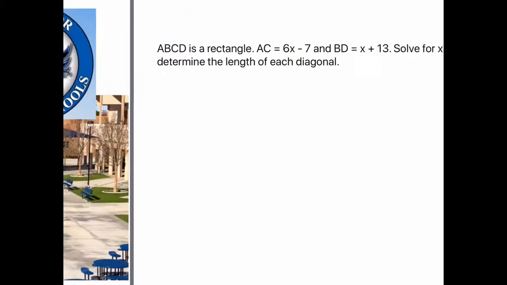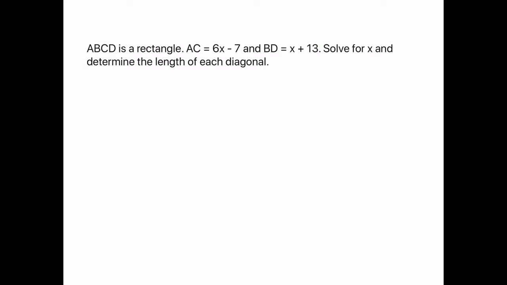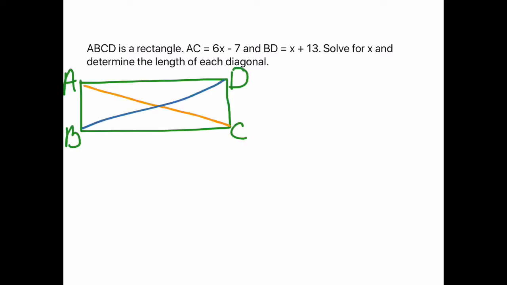All right, so our first question says that ABCD is a rectangle, AC is 6x minus 7, and BD is x plus 13. They want us to solve for x and determine the length of each diagonal. So to begin with, let's draw this figure out. Here's our rectangle ABCD, and AC is the yellow diagonal and BD is the blue diagonal.